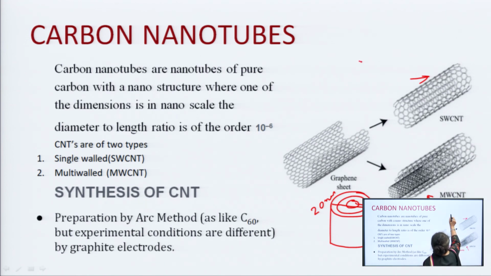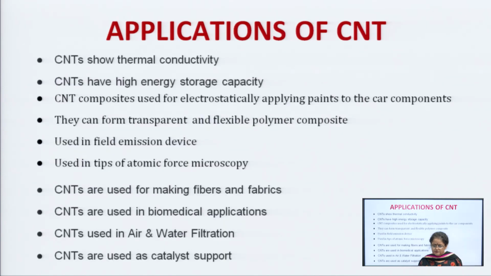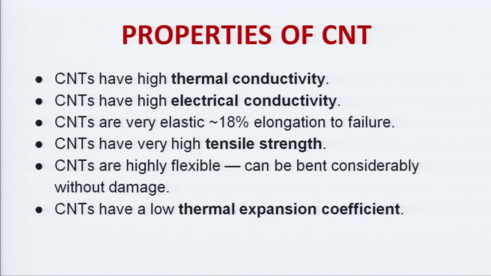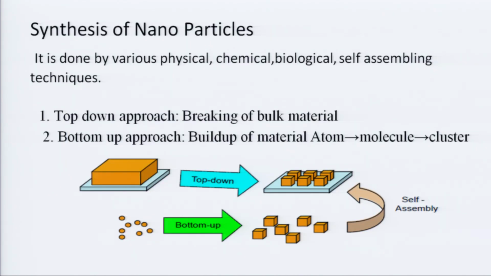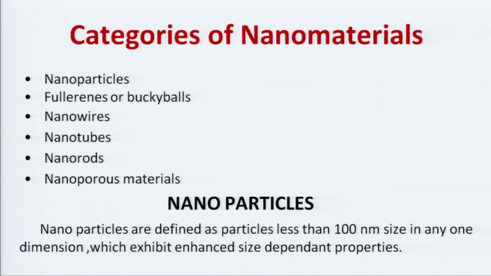A single wall carbon nanotube will have only this kind of a structure. Fine. So this is how multi-wall and single wall carbon nanotubes can be taken up. Okay. So therefore, as we said, they find a lot of applications all across, and when we study nanomaterials, there are so many things to be taken into consideration.